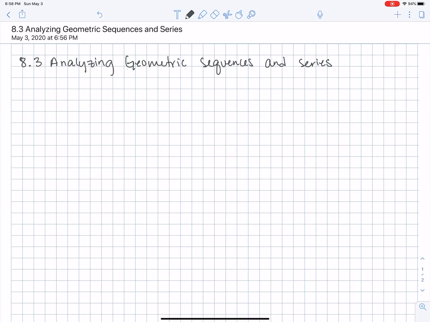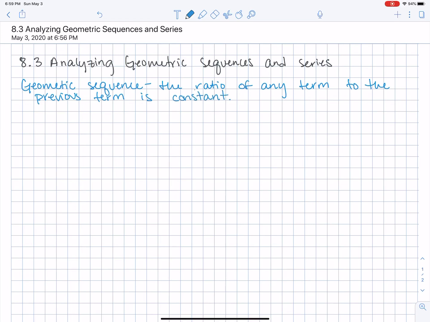Okay, so once again, we're going to start with a few definitions. And this geometric series, or geometric sequence, is the ratio of any term to the previous term. This is, of course, consecutive. Is constant.